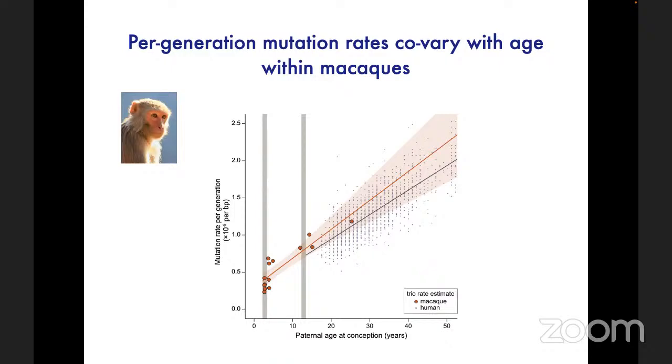You can see that the macaque mutations go up with age. Now the Icelandic data from humans are plotted as little dots. You can see it's basically the same rate of accumulation in the macaques and the humans, and they're both going up with age, right? So there's something similar going on here.